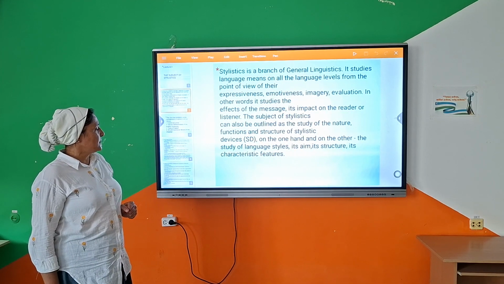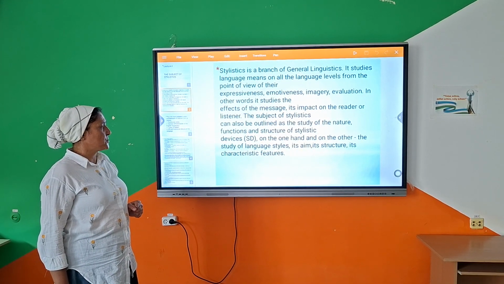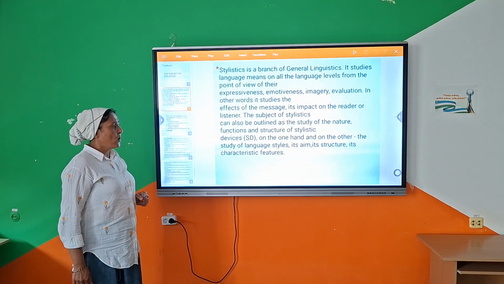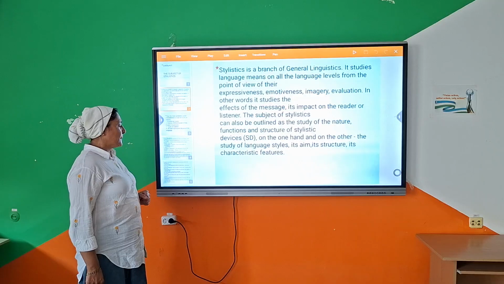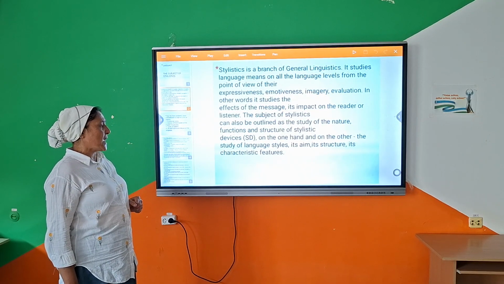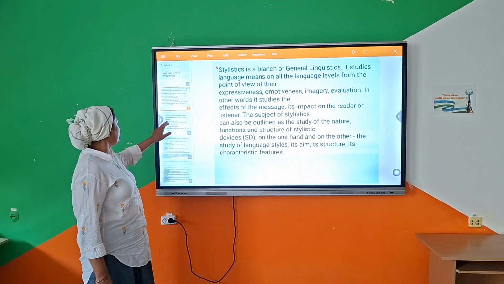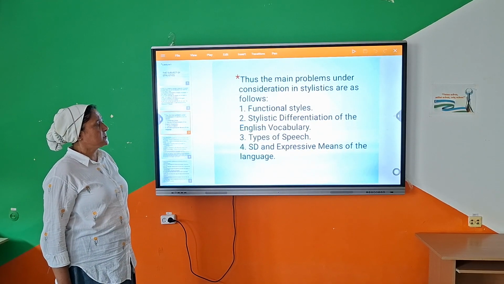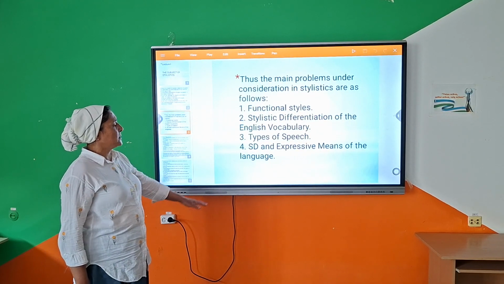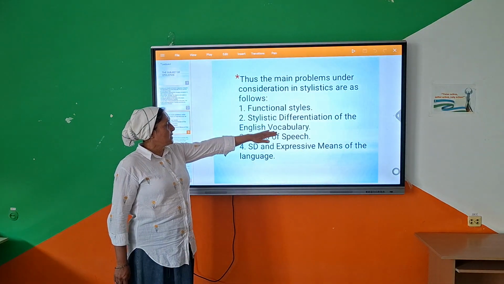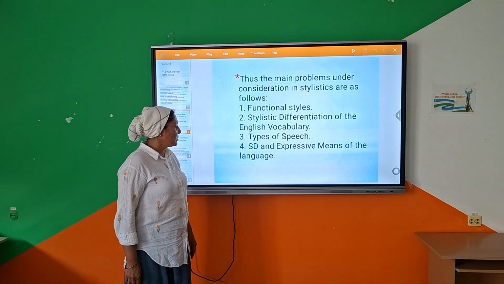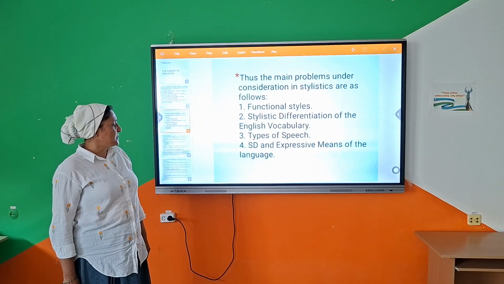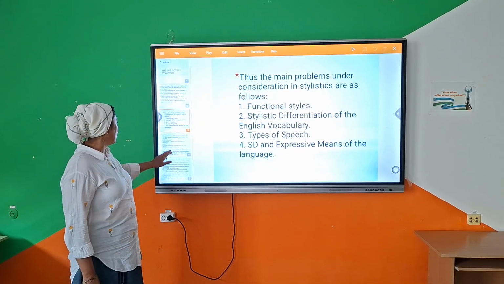The subject of stylistics can also be outlined as the study of the nature, functions, and structure of stylistic devices. On the other hand, it is the study of language styles, their aim, structure, and characteristic features. Thus, the main problems under consideration in stylistics are as follows. First is functional style. Second, stylistic differentiation of the English vocabulary. Third is types of speech. And the last one is stylistic devices and expressive means of the language.